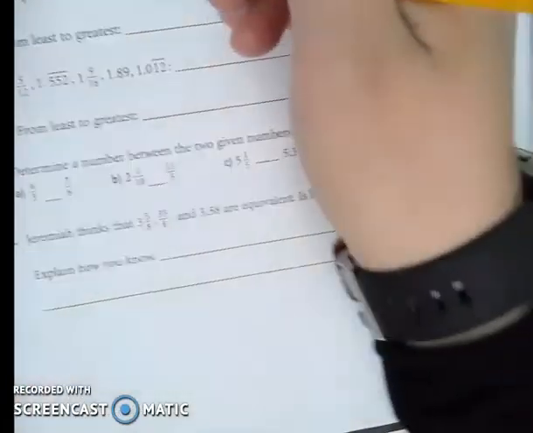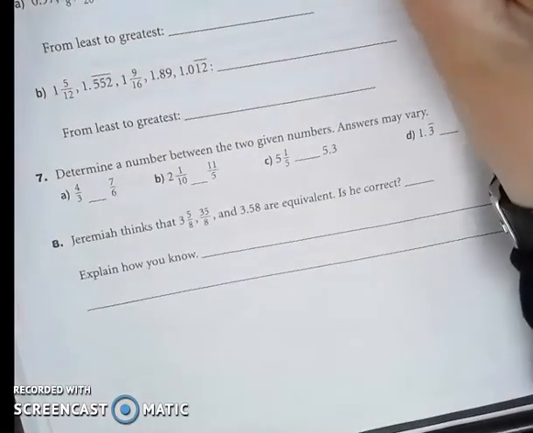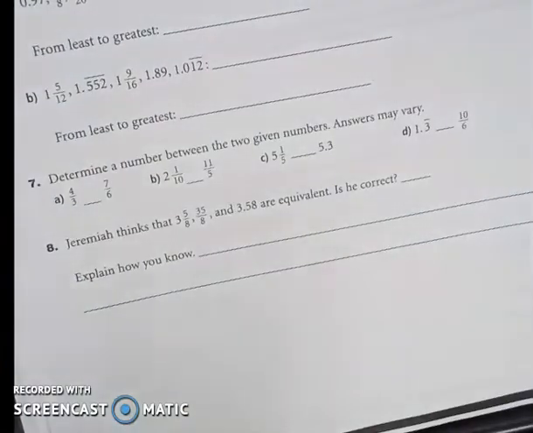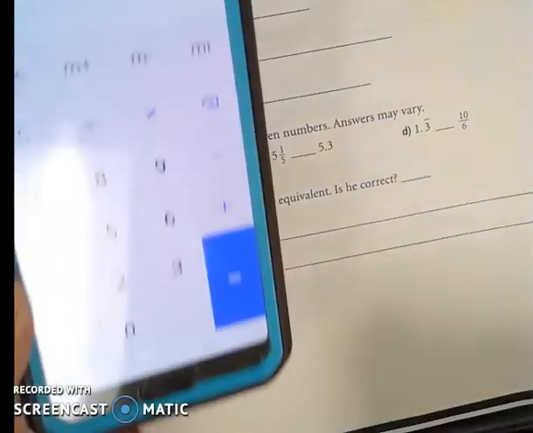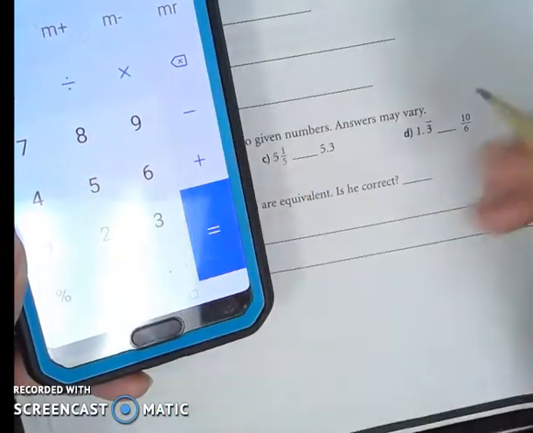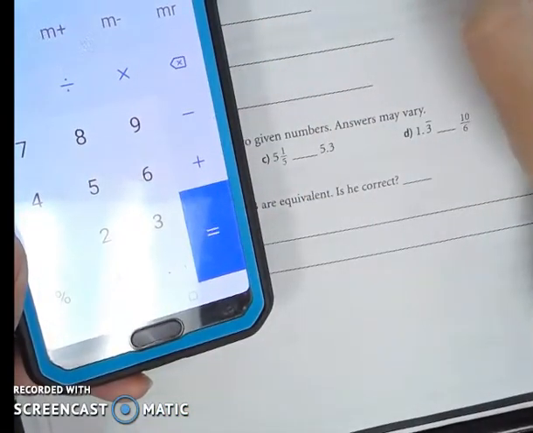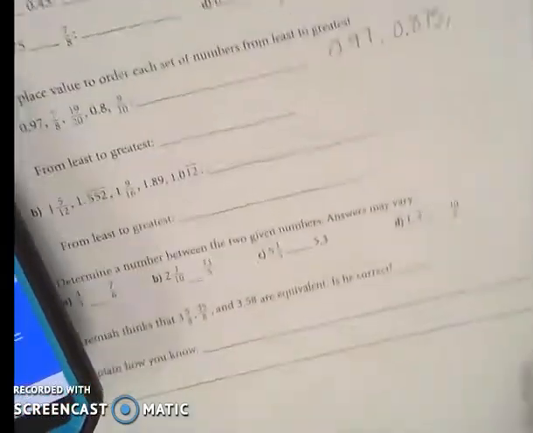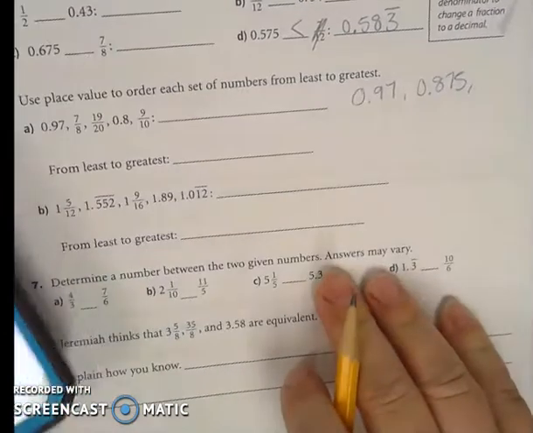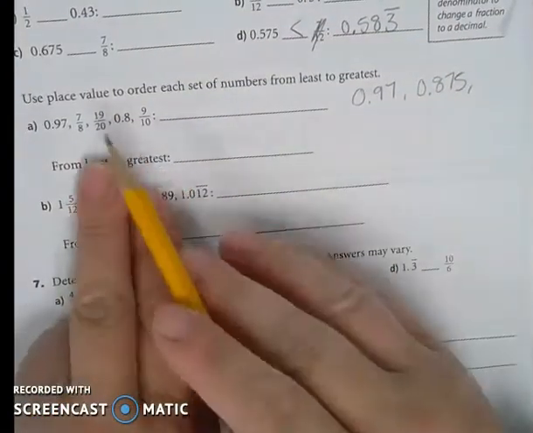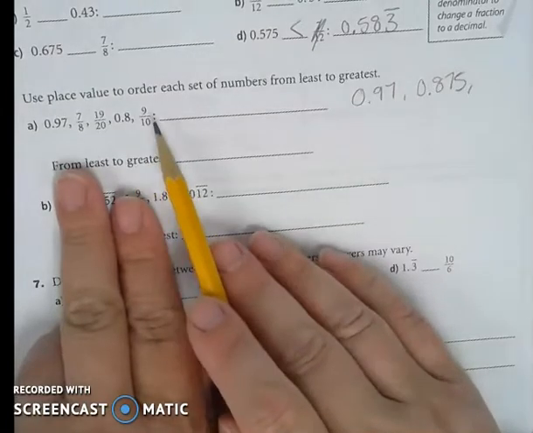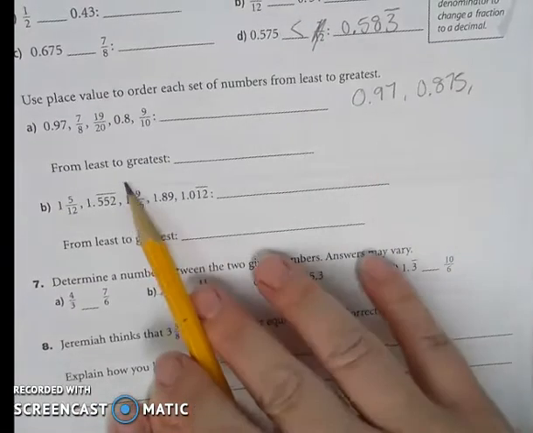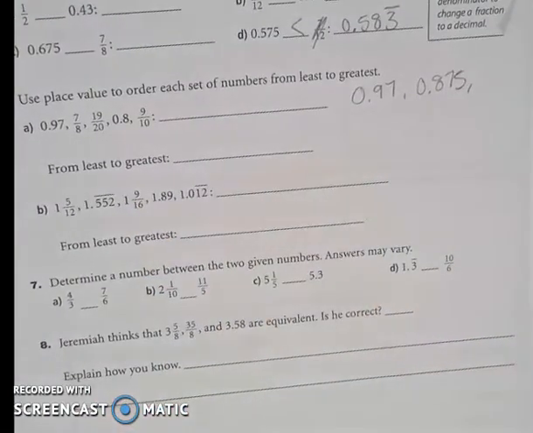All right, number 6, use place value to order each set of numbers from least to greatest. So now we've got to figure out what numbers we're comparing. So 0.97, that's already in a decimal. We want to figure out what 7 divided by 8 is in decimal format. So 7 divided by 8, that's 0.875. Now I would do the same for, oh gosh, I'm not even showing you my page. Perfect. And then I would do the same for 19 over 20, 0.8, 9 over 10. I'd write all those decimals out, and then I'd figure out what is the smallest of them and what is the greatest of them.